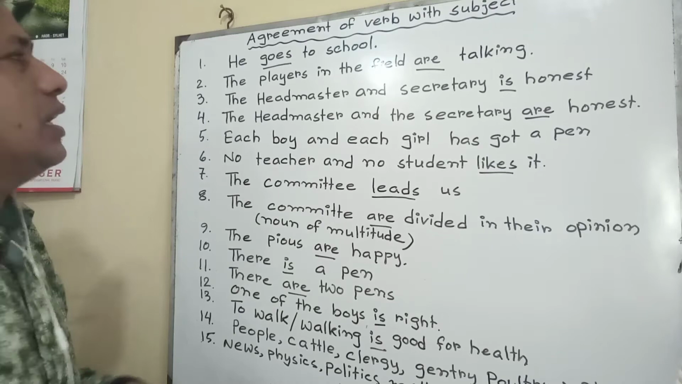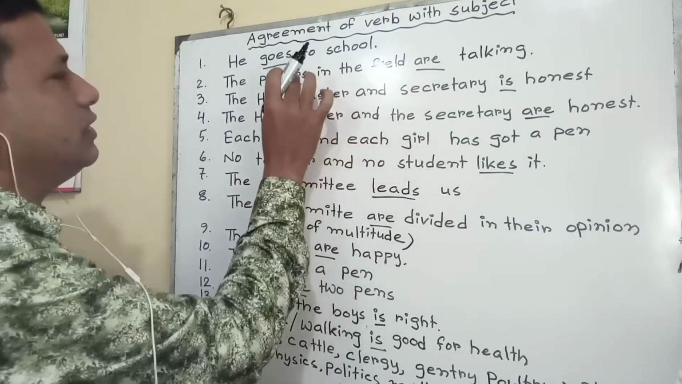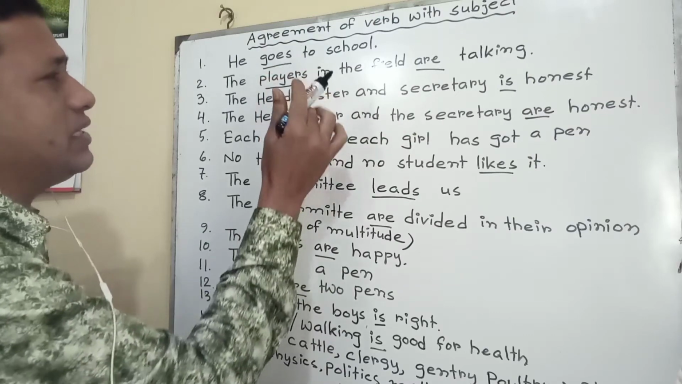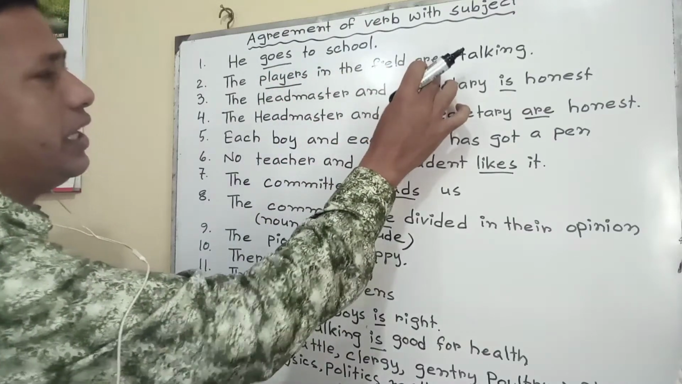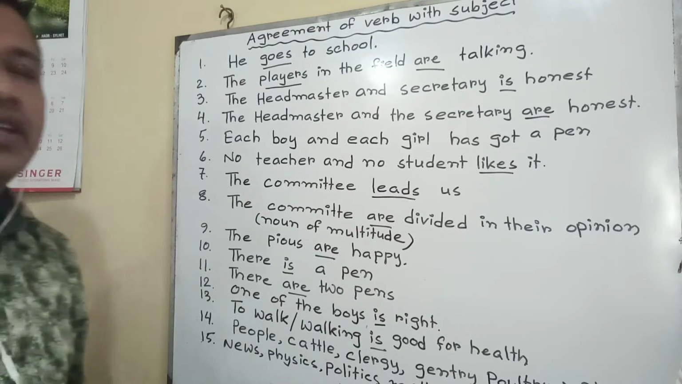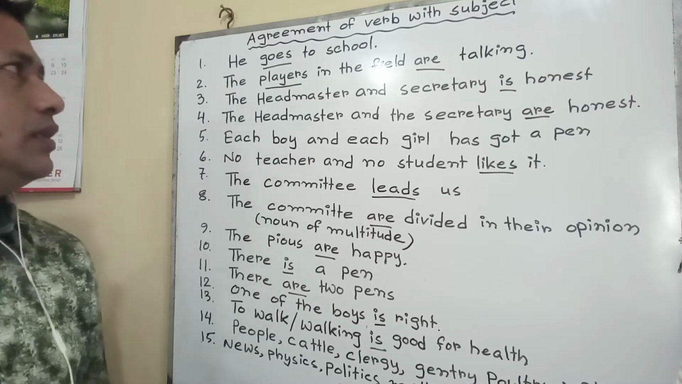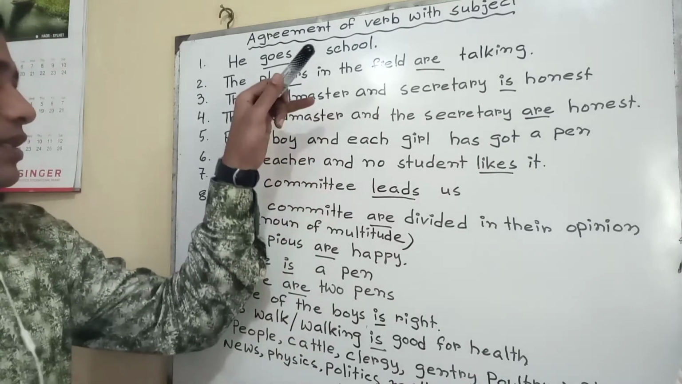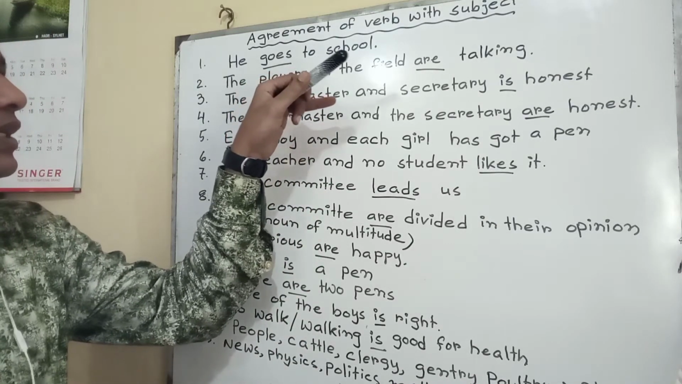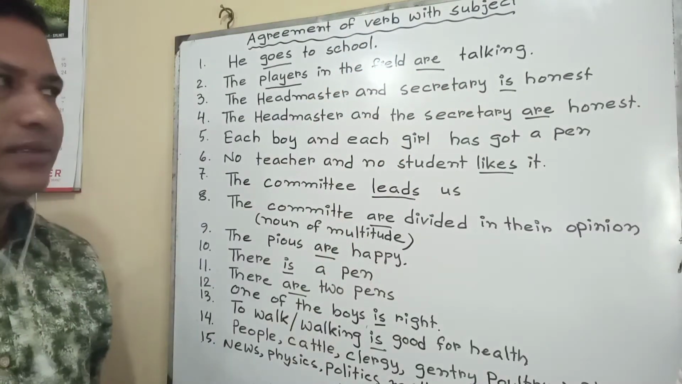Then rule 2, the players in the field. The players in the field are, the head word or the main word of the subject is players. As players is plural, that's why I have used are here. The players are going there. The players are coming here in this way. But if it is singular, the player in the field is talking with others.